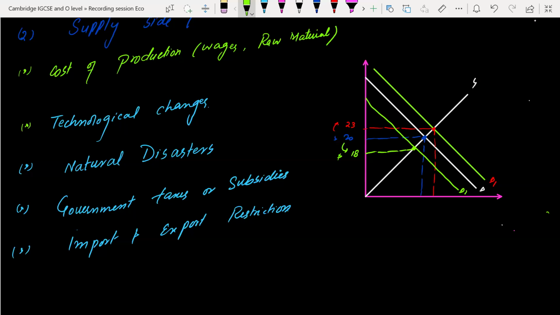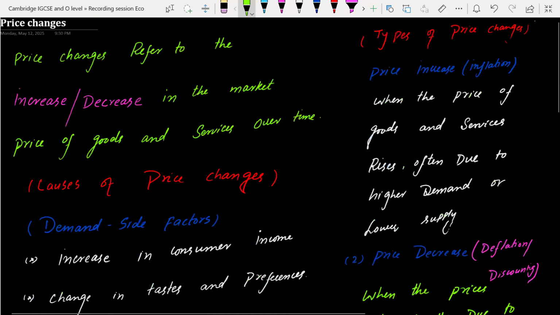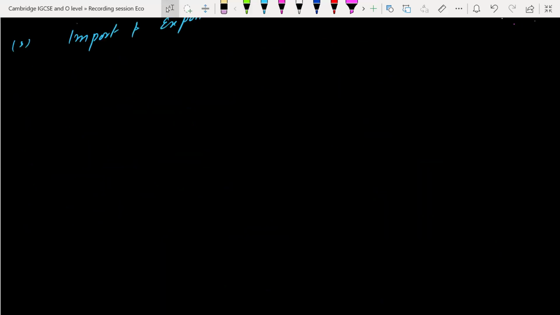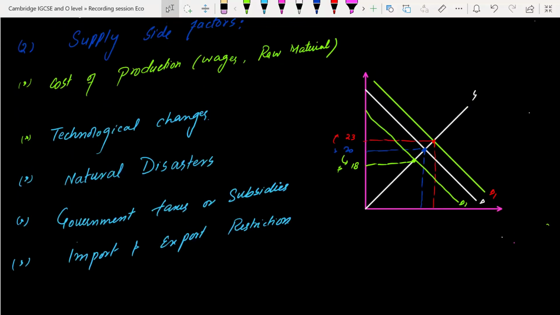Same like the supply, if there is any change in supply. This is a mini topic, we cannot add any more in this chapter. Just the graph will show the change in price. If the demand increases, the price will increase. If the demand decreases, the price will decrease, right? If the supply decreases, the price will increase. If the supply increases, the price will decrease.